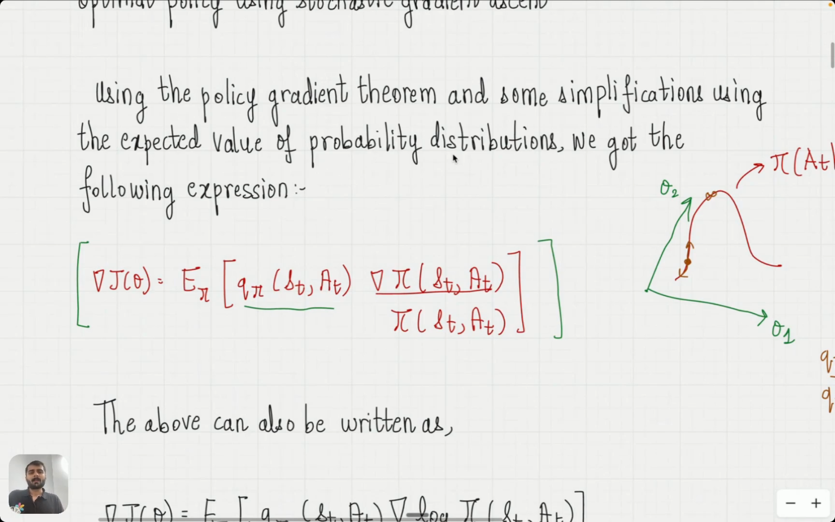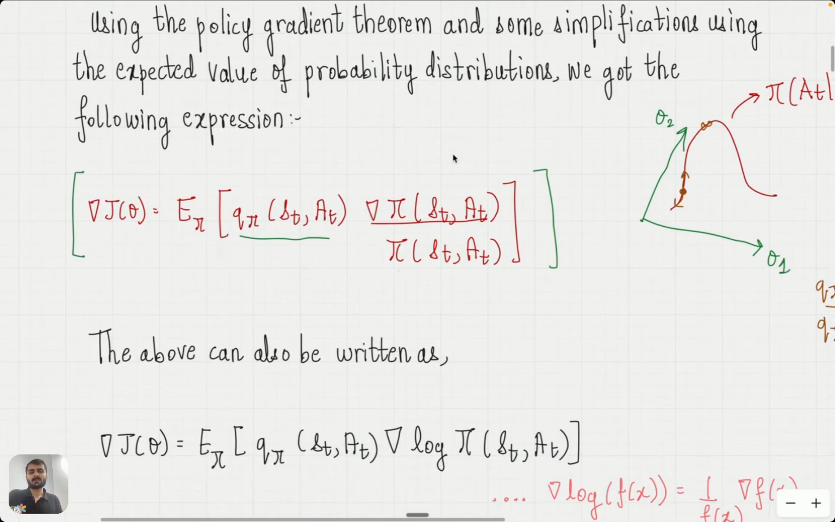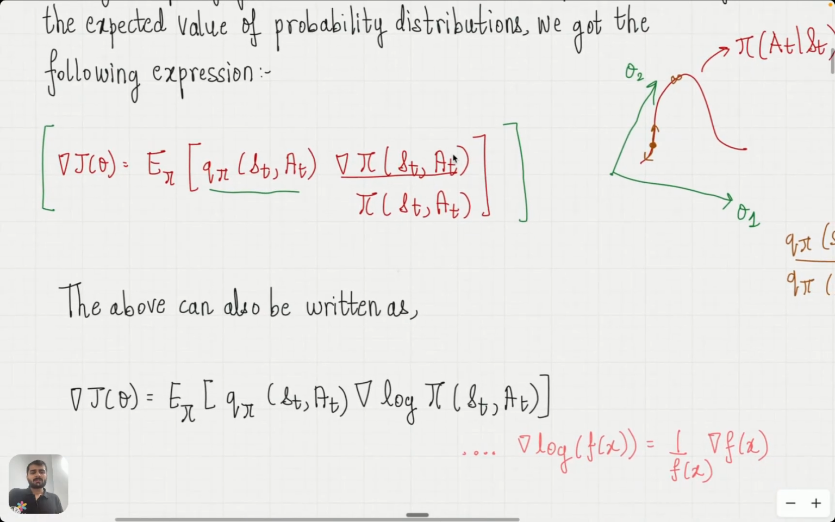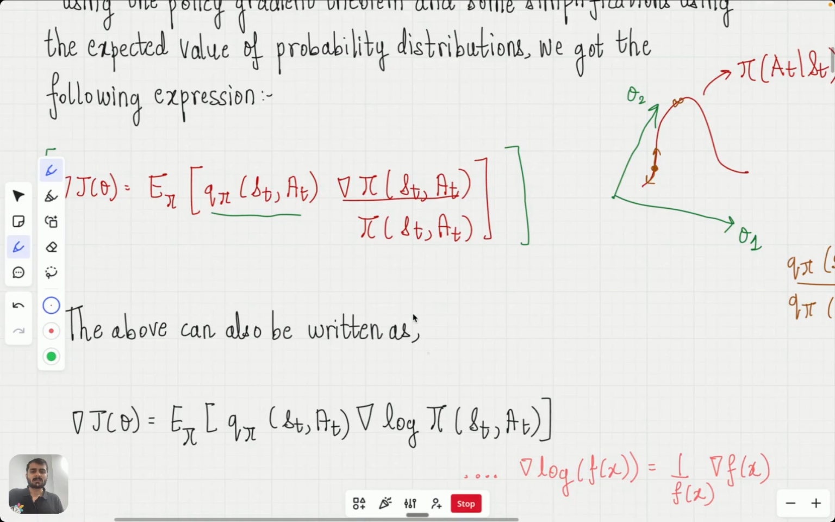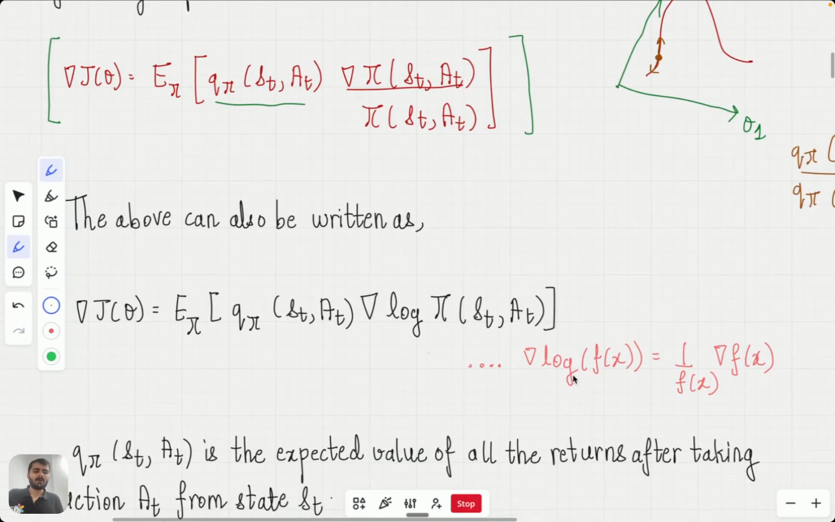Now, once we have understood the intuition behind the expression of the gradient of performance measure, the above expression can also be written like this: gradient of log pi. And the reason is that gradient of log of f of x can be written as 1 by f of x into gradient of f of x. So in a lot of textbooks and papers, if you don't see this, but you see this expression, then don't get confused. Both are one and the same.